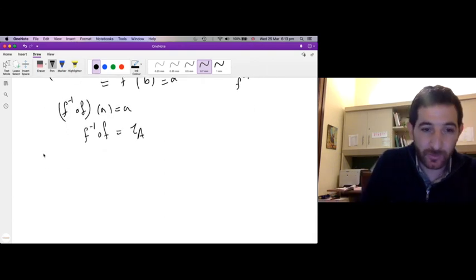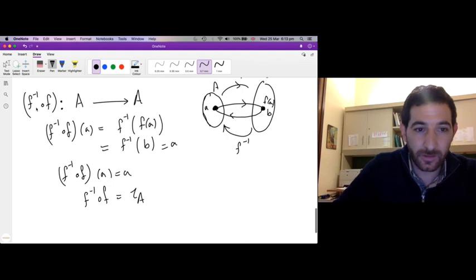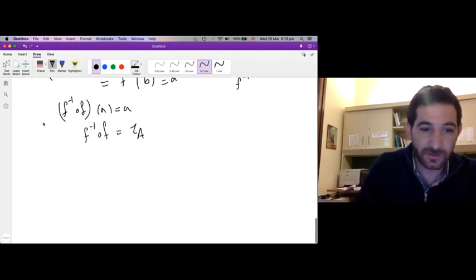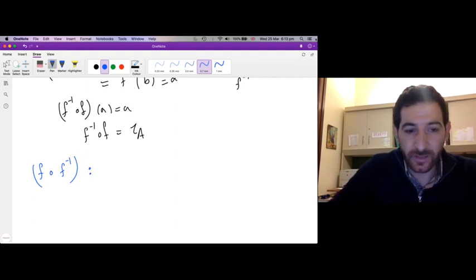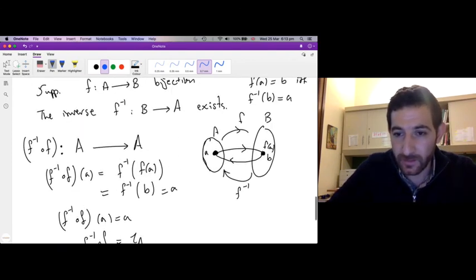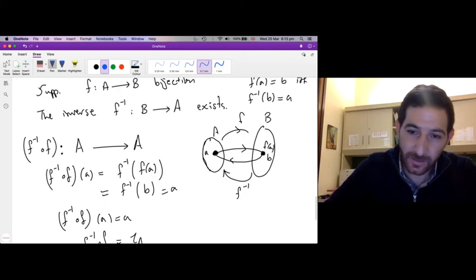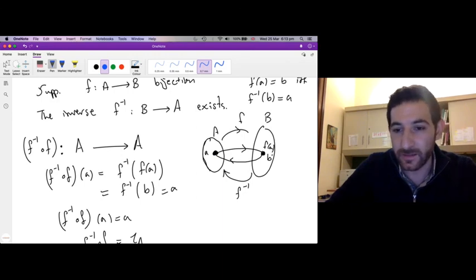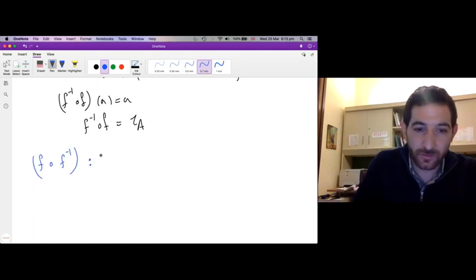Now let's see what happens when we compose in the other order. So f after f inverse. Let's use a different color. Let's see what's f composed with f inverse. This means we need to start with f inverse, and after this we apply f. To start with f inverse, we need to start with an element in B. So start with an element in B, apply f inverse, we get a, and then apply f again, so we end in B. So this is a function whose domain is B and codomain is B as well.